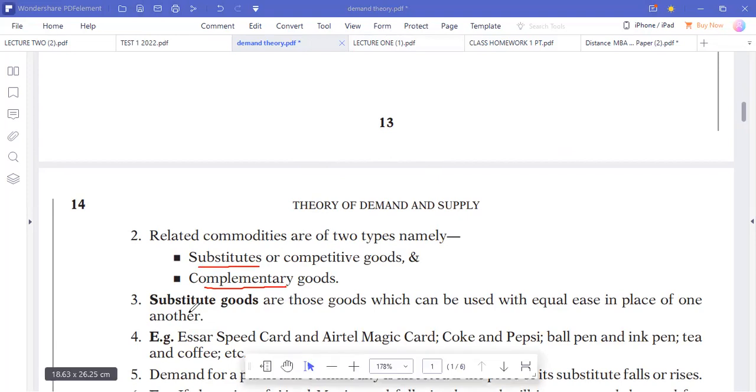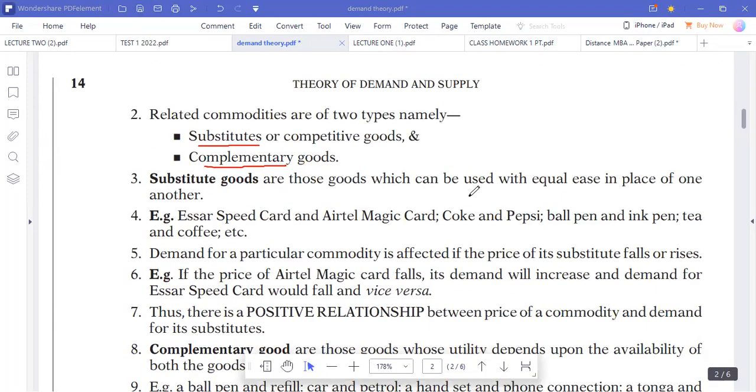Okay. A substitute good is simply a good which can be used with equal ease in place of the other. These are goods which can be substituted for each other. For instance, you can substitute Coke for Pepsi if you don't have any Coke. A ball pen and an ink pen, coffee or tea. These have the same usage, so you substitute one for the other. These are called substitute goods.